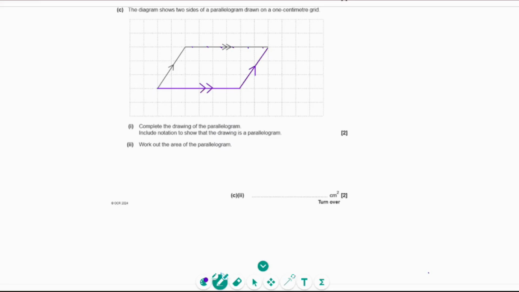To find the area of a parallelogram, it is just base times height. It's a 1 centimetre grid, so we've got 6 centimetres along the bottom, and the height is 3 centimetres, so 3 times 6, 18 centimetres squared.